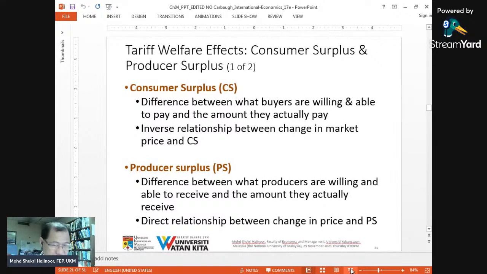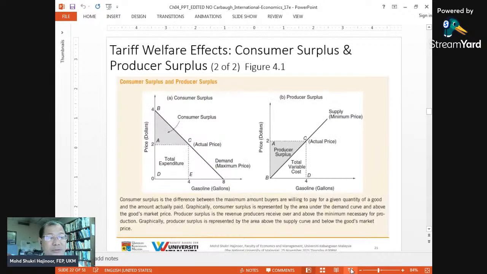So when we want to discuss welfare, we look at two parts: consumer surplus and producer surplus. So let's go straight to the graph. Here, consumer surplus. Suppose C is the equilibrium price and the equilibrium quantity. Any point under the demand curve and bordered by this price line, price 2, this is the consumer surplus.